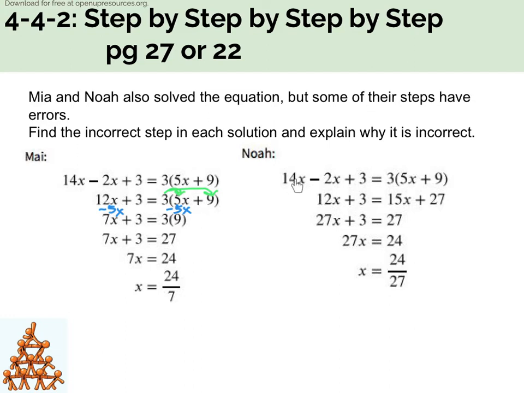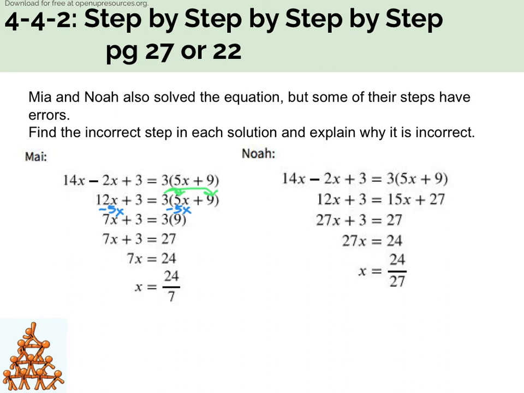Noah, we have 14 minus 2x, 12x, 3, 3. We have 3, 5x, and 9. So Noah multiplied 3 times 5 is 15x, 3 times 9 is 27. That's good. I like that. And then from here to here, we have 12x and then 27, and then 15x is gone.